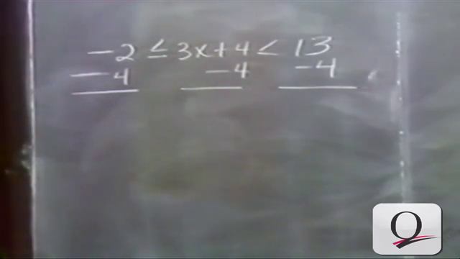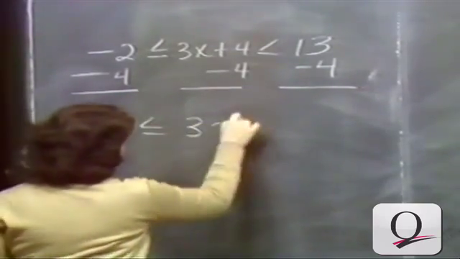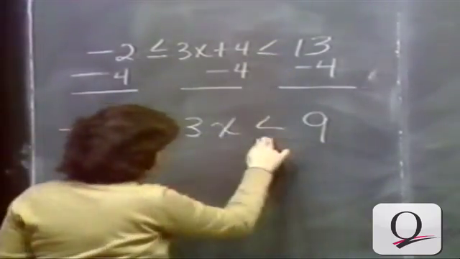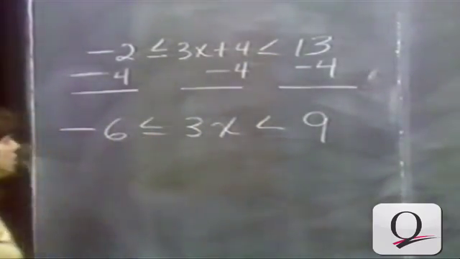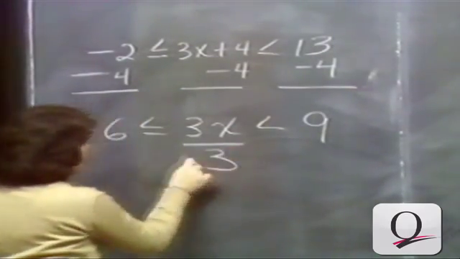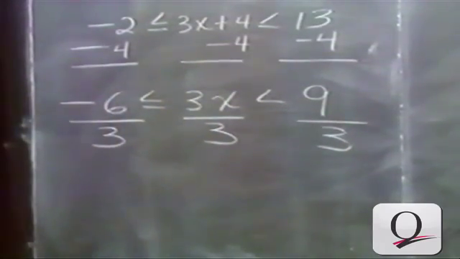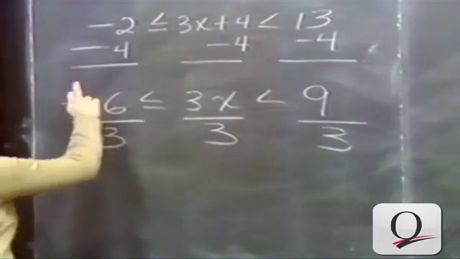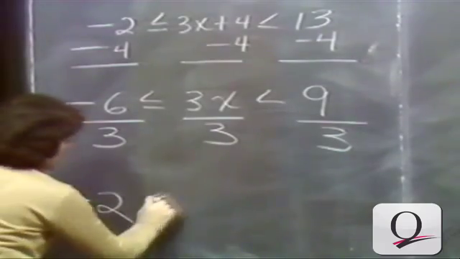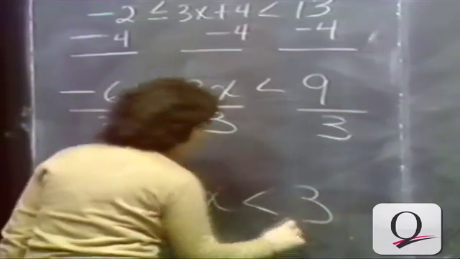So let's subtract 4 from all parts of the inequality, giving minus 6 less than or equal to 3x less than 9. This was a strict inequality. This was a less than or equal. Now we can divide all parts of the inequality by 3, which is a positive number. All right, we're allowed to do that. Keep the same directions, giving us a final answer, minus 6 over plus 3. That's minus 2 less than or equal to x less than 3.